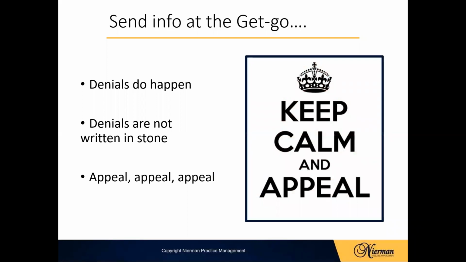So the key is to send info at the get-go, at the beginning, so they don't have a chance to deny it. You can see where we're going with this: figure out everything that they want and just get it to them. However, denials do happen, but keep in mind denials are not written in stone. And you do need documentation, very important to appeal as well.